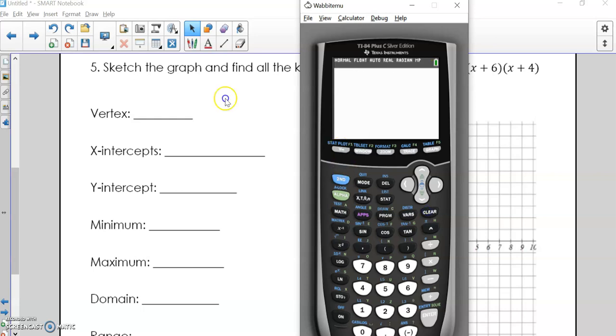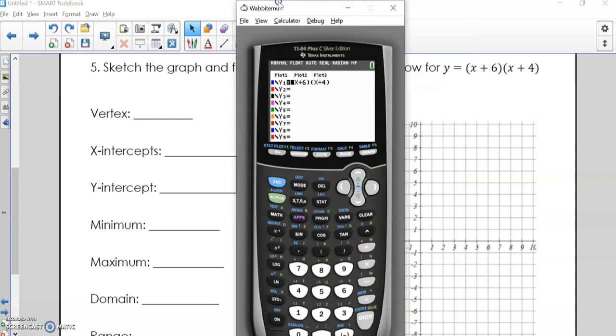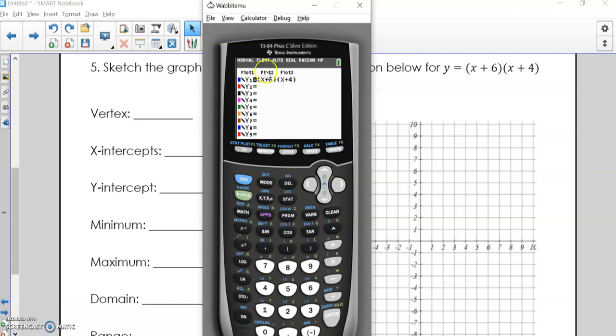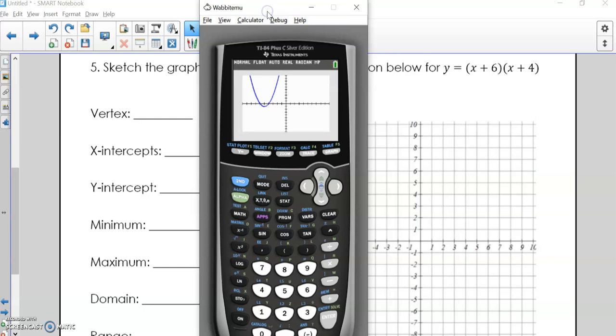So we're going to go to y equals, and that's where you type your equation in as you see it. So as you see, I have already typed this in for us. And then you're going to hit graph. So we have a lovely parabola right here. And so you want to use this to figure out some key points.